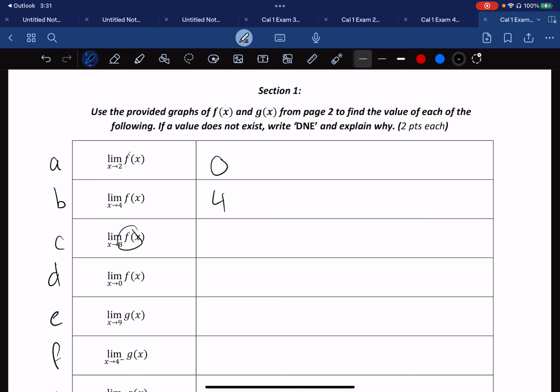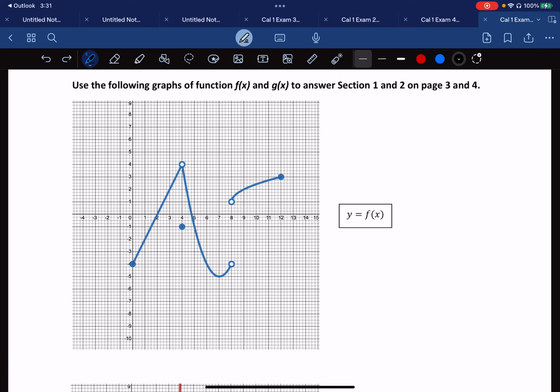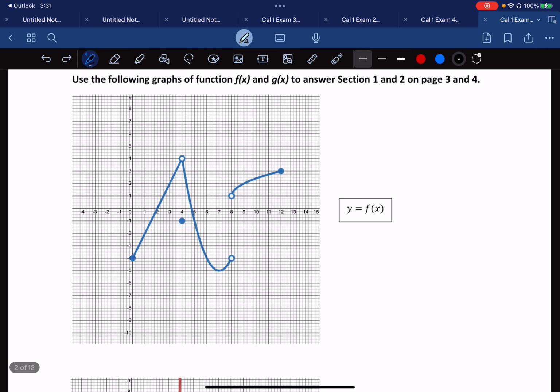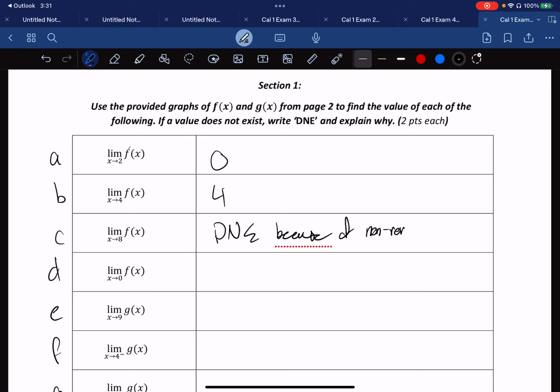So it's also going to be the same thing for C. As x approaches 8 on the function f of x, there is a non-removable jump discontinuity, so that means that it does not exist because of a non-removable jump discontinuity.